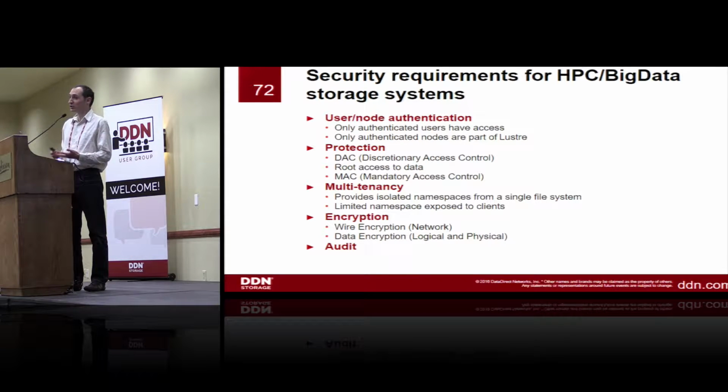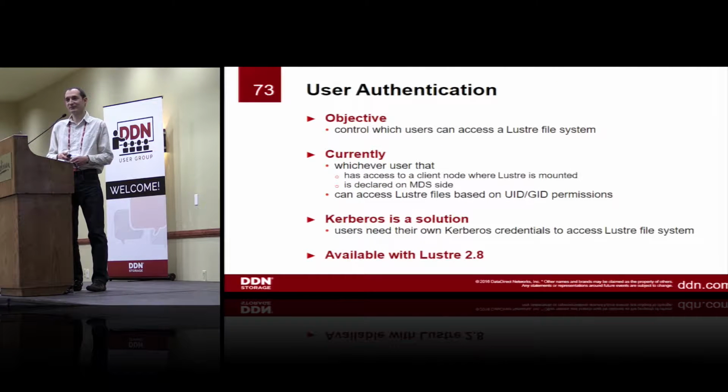Then we have encryption, so encryption on the wire, but also encryption of data at rest. Okay, thank you. And the last security requirement is audit. Okay, so as I can see, the most interesting are access control and multi-tenancy. I will first go quickly over authentication.